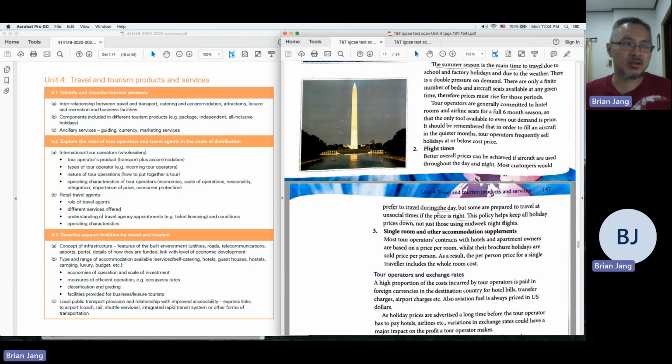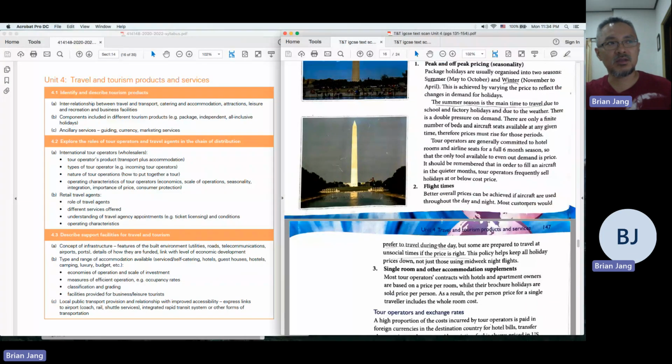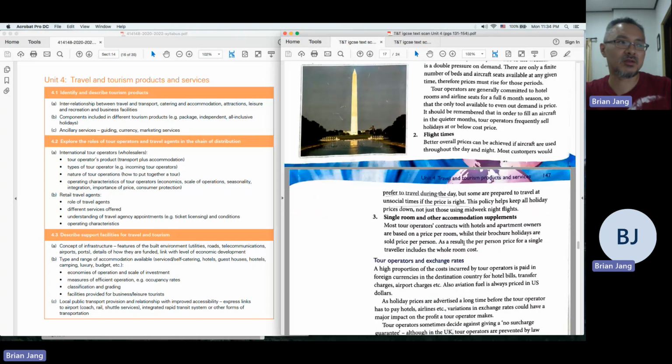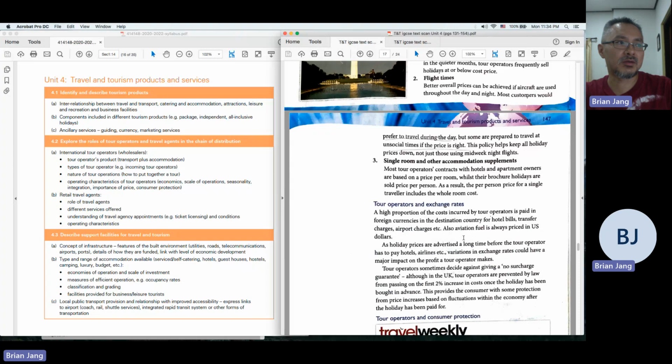Single room and other accommodation supplements. So tour operators, they take all of these things into account when they're putting packages together because people who want to go on a budget will definitely be sacrificing a lot of things. People who aren't on a budget and like to pay for quality, then they're going to get the usual things according to these different numbers.